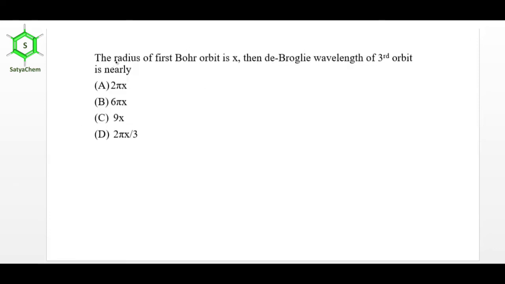The next question: the radius of the first Bohr orbit is x, then the de Broglie wavelength of the third is nearly. There are 4 options: 2 pi x, 6 pi x, 9x, 2 pi x by 3.